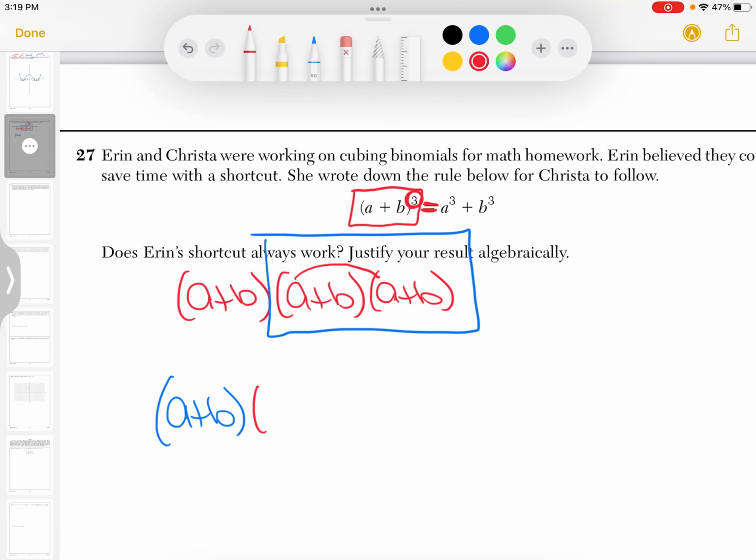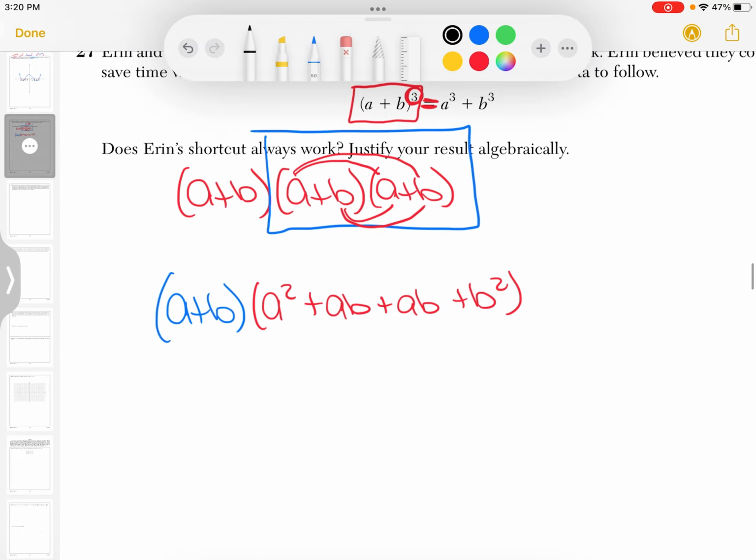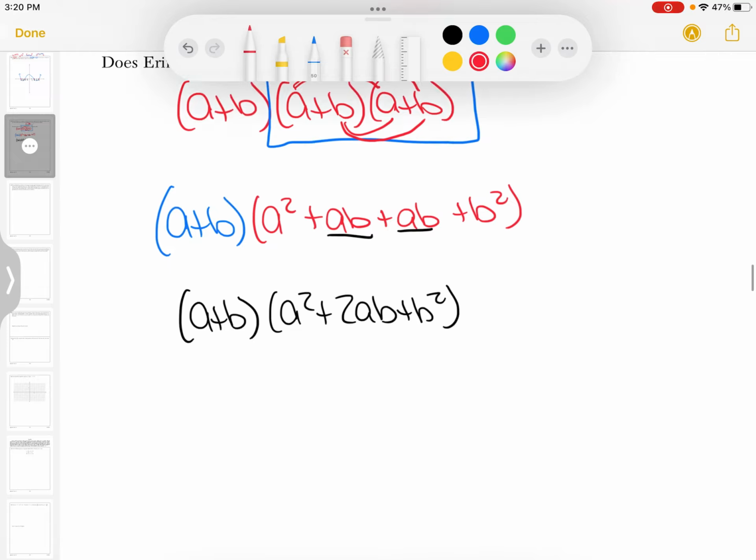So first, a times a is a squared. A times b is plus ab. This in here is ba. I'm just going to write ab so they're easily recognizable as like terms. And then b times b is b squared. Now at this point I could multiply this out to all 4 of them, but what I'm going to do instead to make this a little bit easier on me is combine my like terms. So this a plus b, it's going to come down. I have a squared plus 2ab plus b squared. And I'm going to multiply this out.